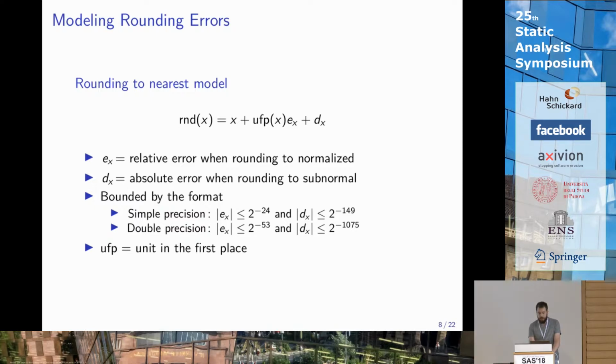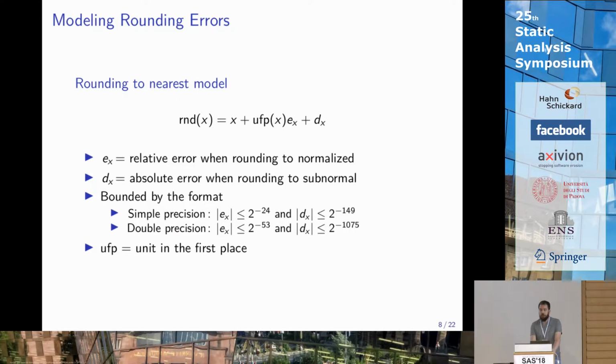Now let's talk about how to model rounding error, because if we want to estimate them, we need to understand them. We use this formula where εx is the relative error we make when we round to a normalized number, and δx is the absolute error we make when we round to a subnormal number. And because we can't round to a subnormal and a normalized number at the same time, we can't have those two values different from 0 at the same time. We round to a normalized or to a subnormal number.